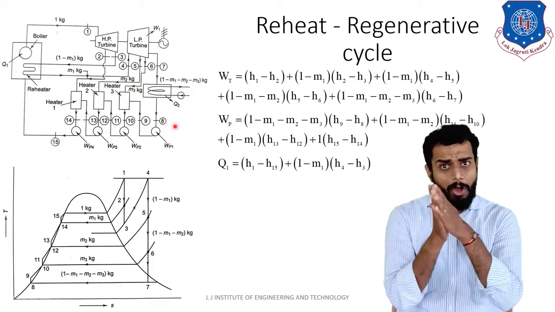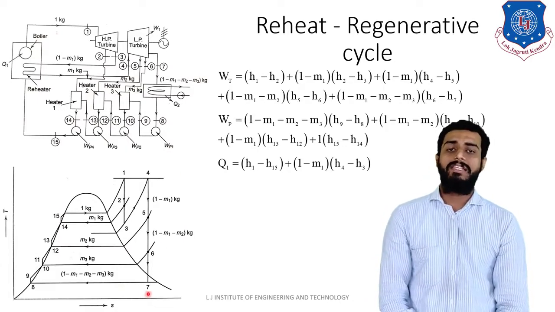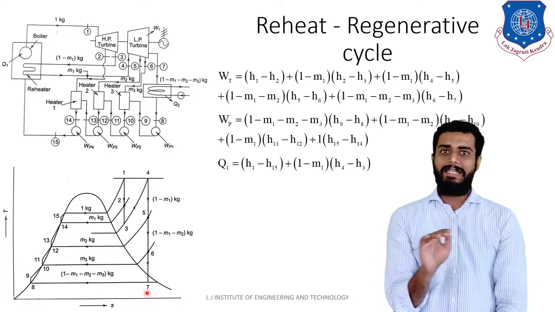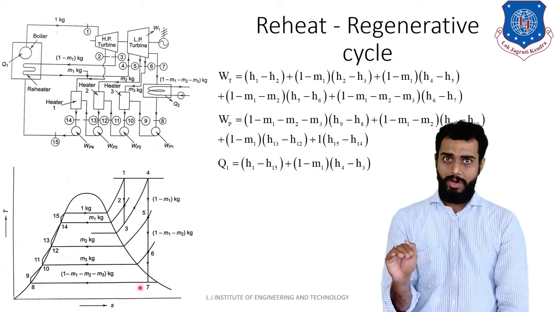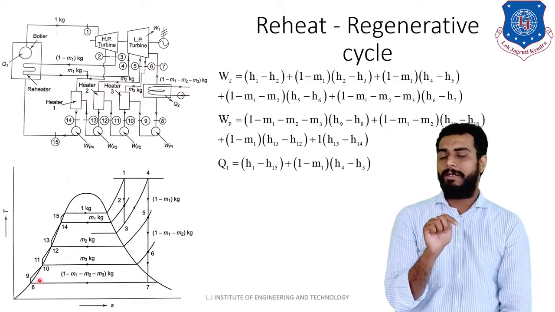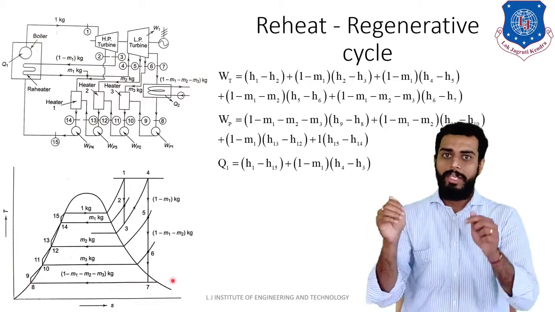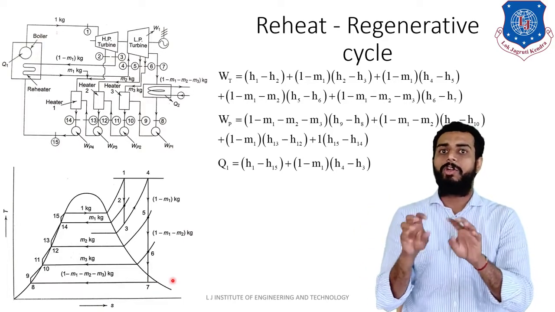Clear? Now observe the TS diagram for the same. As you can see in the TS diagram, observe the bottommost line. For the bottommost line, that much heat is rejected, because for the bottommost line, it is the 7 point and 8 point. Between these two, if you take the area below the 7, 8 line, that will be the amount of heat rejected.